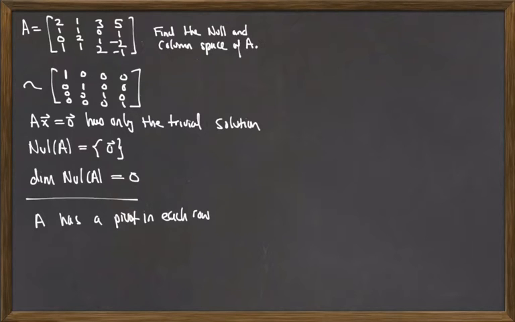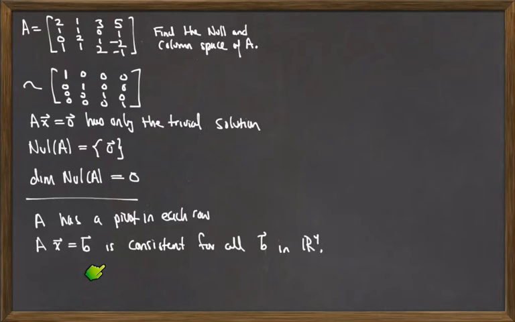A has a pivot in each of its rows. As a consequence, if I were to look at non-homogeneous equations like Ax = b, that would be consistent for all vectors b in R4. As a result, every single vector b in R4 is a linear combination of the columns of A, and therefore every single vector b in R4 is in the column space of my matrix. Or simply put, the column space of A is R4.